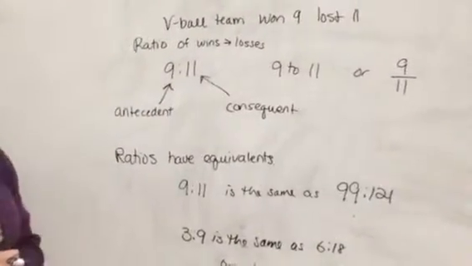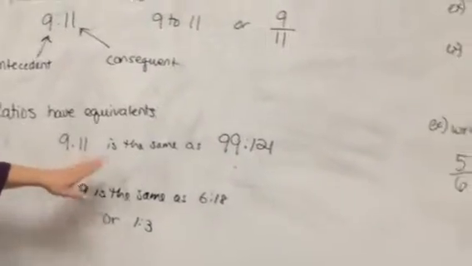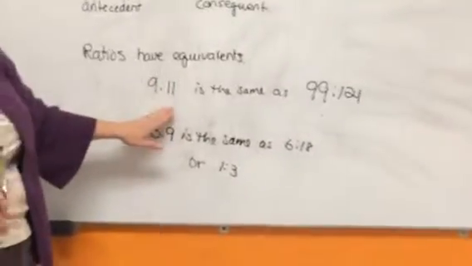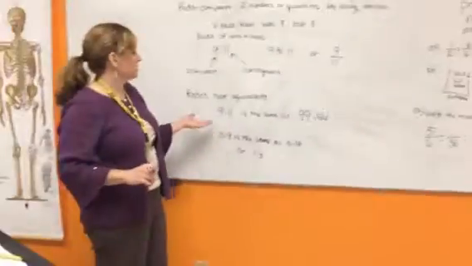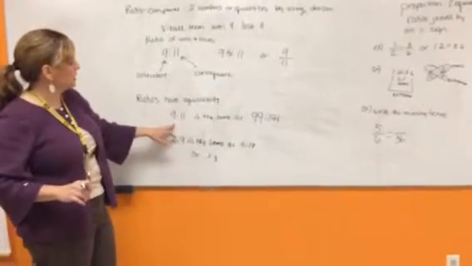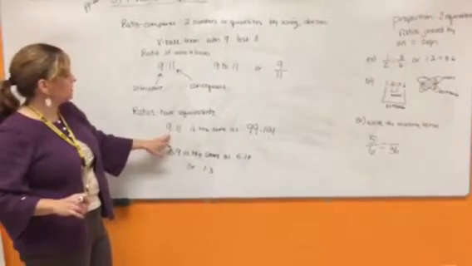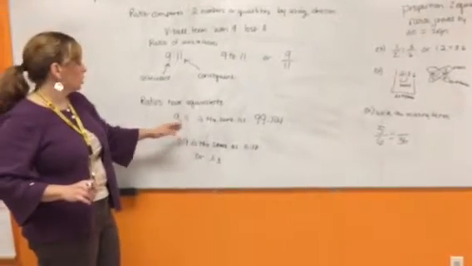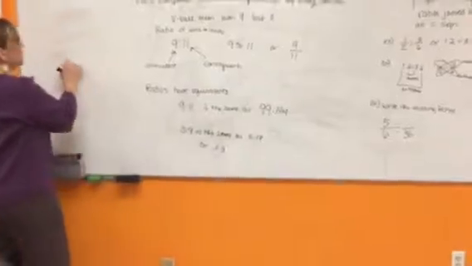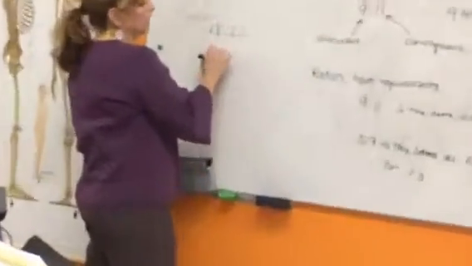So ratios have equivalents just like fractions do. 9 to 11 is the same as 99 to 121. I just multiplied both by 11 to get an equivalent fraction. If I multiply both by 3, I could say 9 to 11 is the same as 27 to 33. Or I could multiply it by 2 and get 18 to 22. So 18 to 22 and 9 to 11 are equivalent fractions.